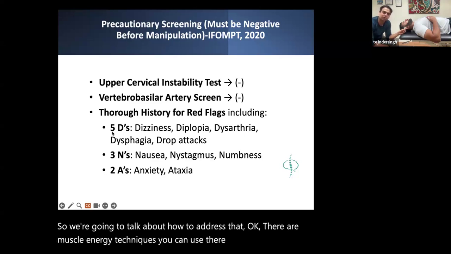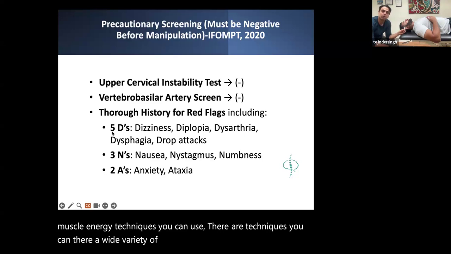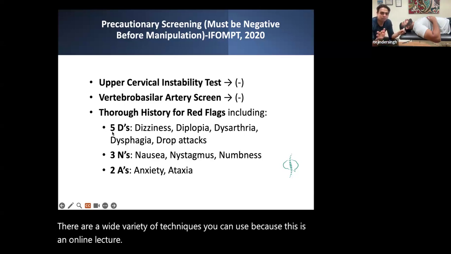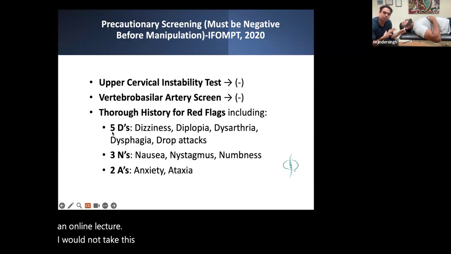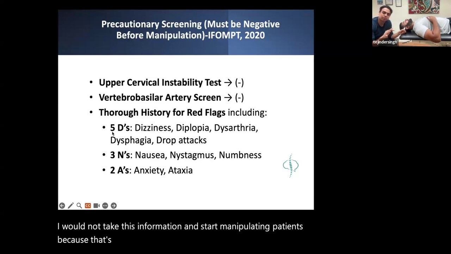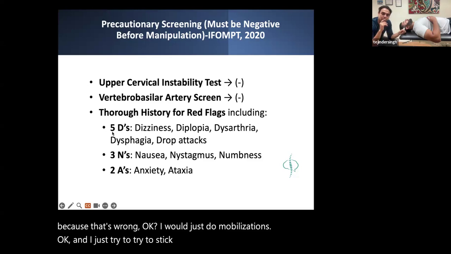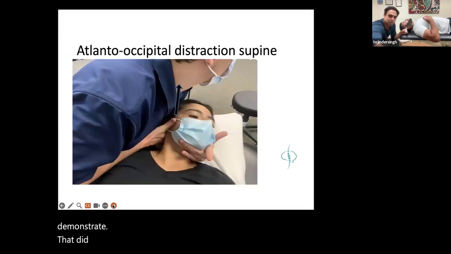There are a wide variety of techniques you can use. Because this is an online lecture, I would not take this information and start manipulating patients, because that's wrong. I would just do mobilizations, and just try to stick to that. Okay, I'm going to demonstrate. I did demonstrate suboccipital release.